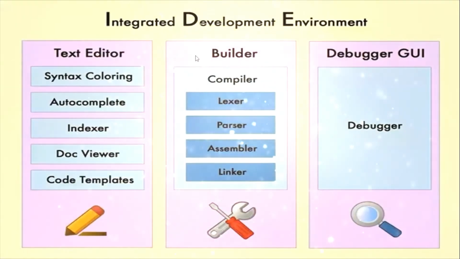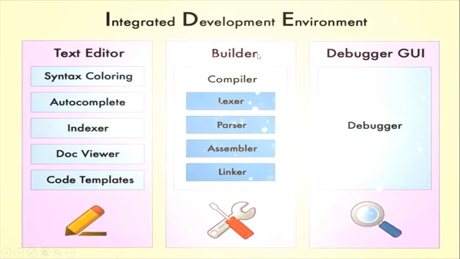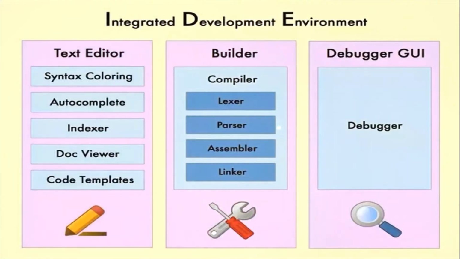After that, there is a builder. Builder means special system software. Those softwares are used to compile the program, or to convert the program or source code into machine code. So we have the compiler and further parts of the compiler. We can see linker, assembler, parser, lexer. These are the tools to convert the program into machine language.